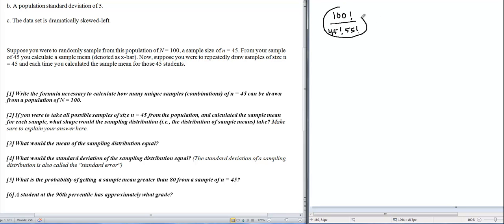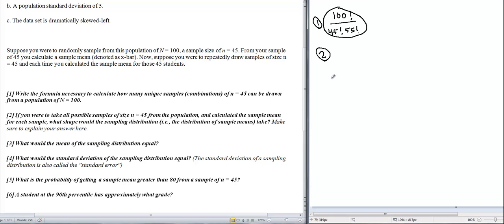Now my simple Casio calculator can't calculate that. It's an extremely large number, so I'm not actually asking you to. You'll have hundreds of millions of possible samples from this. So that's your answer to number 1, and many of you, of course, wrote that out correctly.